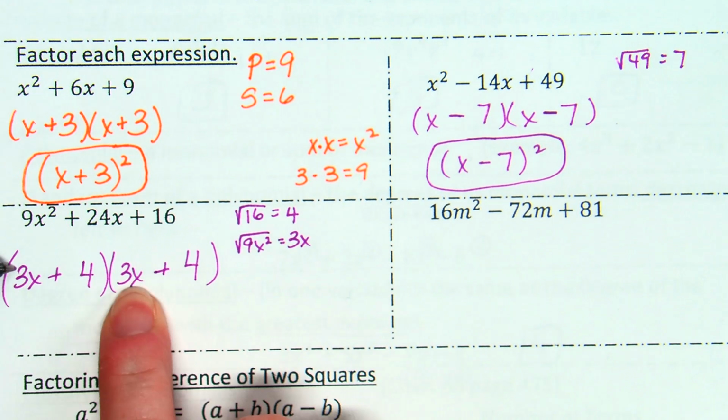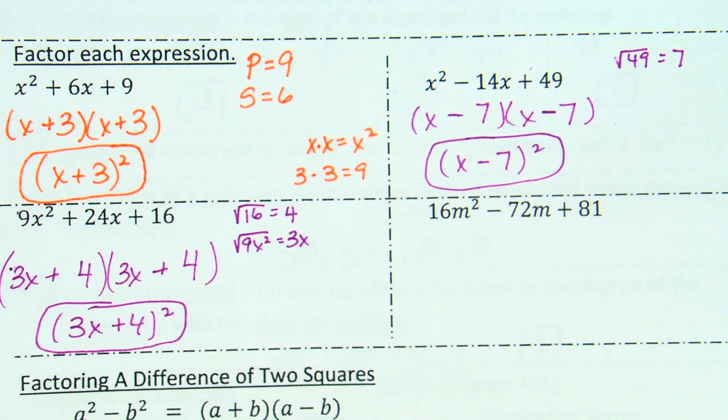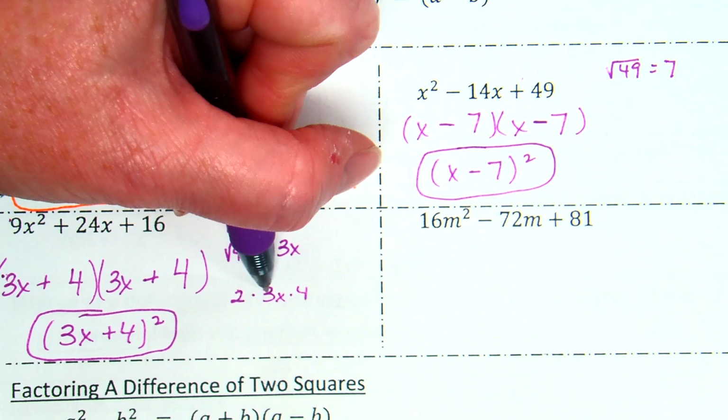Now, you have to be very careful because technically it doesn't always work. What we can use to check ourselves is the idea of if you do your 3x times your 4, and you do times 2, because there's always going to be 2 of something when you FOIL. You do 2 times 3x times 4. Well, 2 times 3 is 6. 6 times 4 is 24, and there's an x. This 24x should match with the middle term. So that's kind of a self-check if you want.